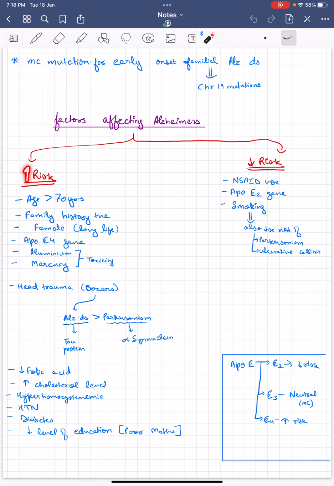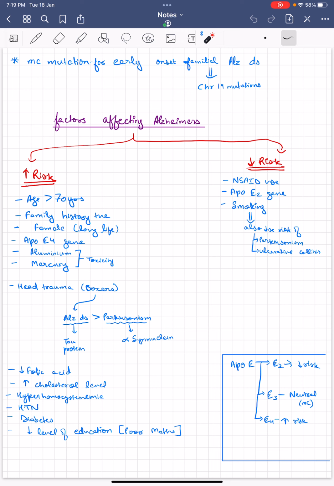Increased risk is seen in patients who have increased age, 70 years. Familial history is present in them. Females have longer life. ApoE4 gene, aluminum and mercury toxicity, head trauma. Alzheimer's disease is more common than Parkinson's disease. In Alzheimer's disease there is tau protein, and in Parkinson's there is alpha synuclein.